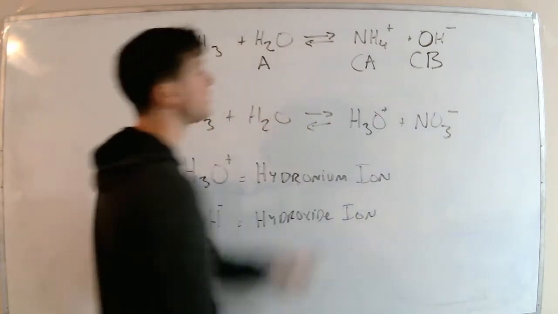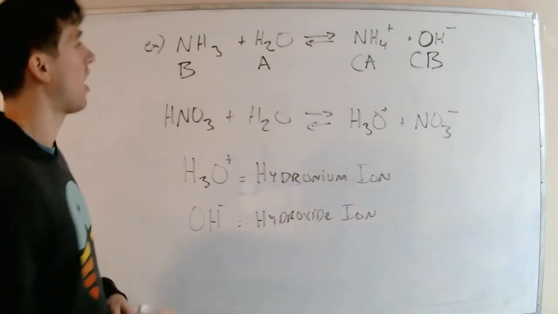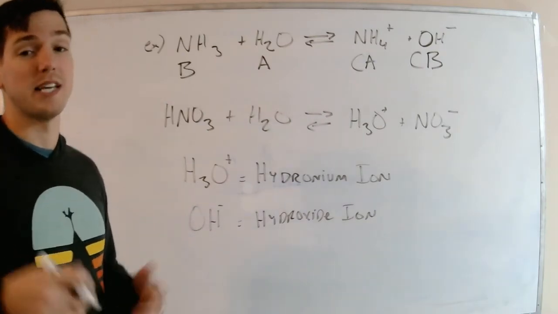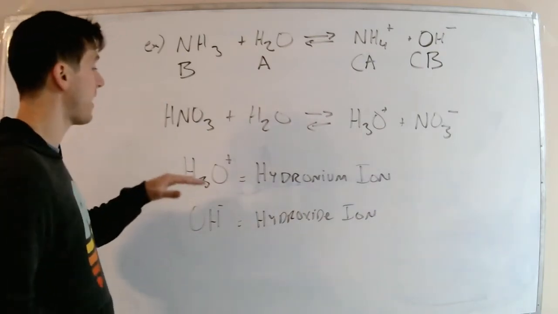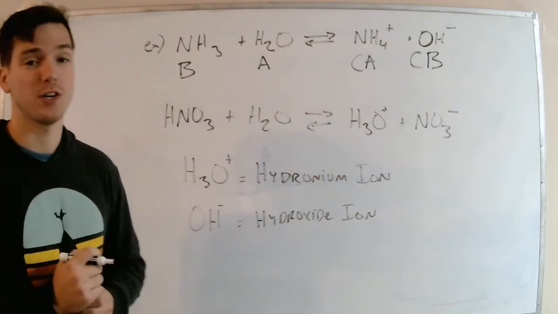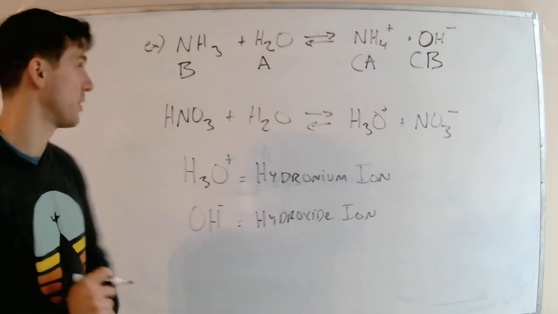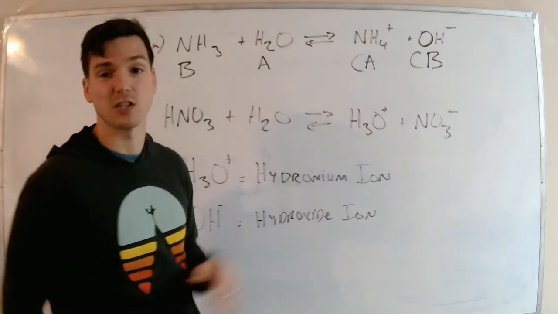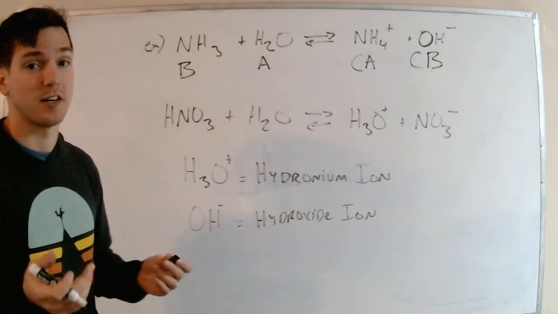Okay? If you see a hydroxide ion on the product side, that means that solution is basic. So I'm going to be saying hydronium ion and hydroxide ion a lot. Make sure that you know what I'm talking about when I say hydronium ion, because that's actually what's going to be determining our pH in later lessons.